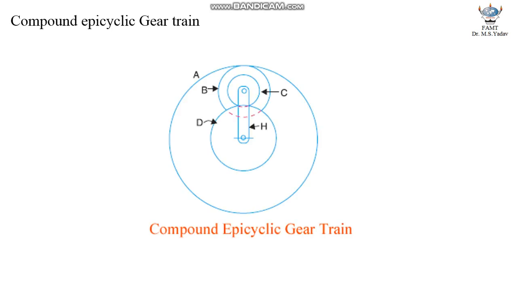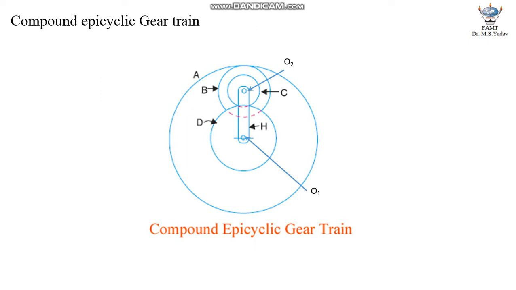Look at this picture. Gear D is in mesh with gear C and both are connected to each other with the help of arm H. O1 is the center of rotation for gear D and O2 is the center of rotation for gear C. Together they form a simple gear train discussed earlier.